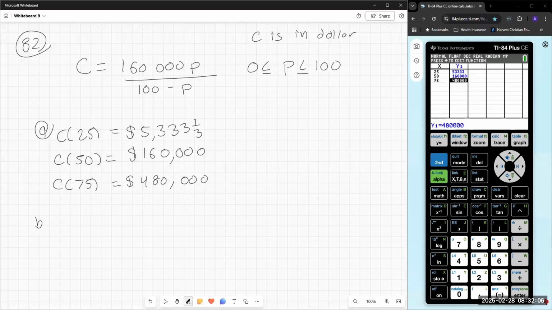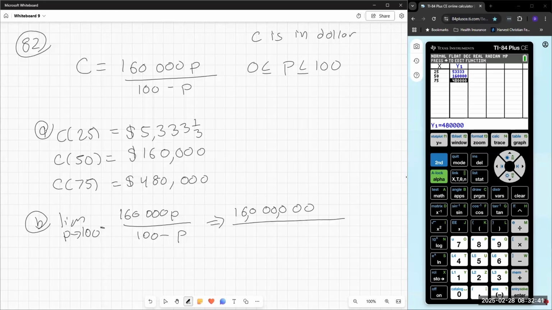So as we talk about the limit here and what it means, we've already talked about that a little bit, but the limit as p goes towards 100 from the left of this function, 160,000 p over 100 minus p, is again going towards 16 million over 0 from the right, which is going to go towards positive infinity. And so the limit is going to infinity.